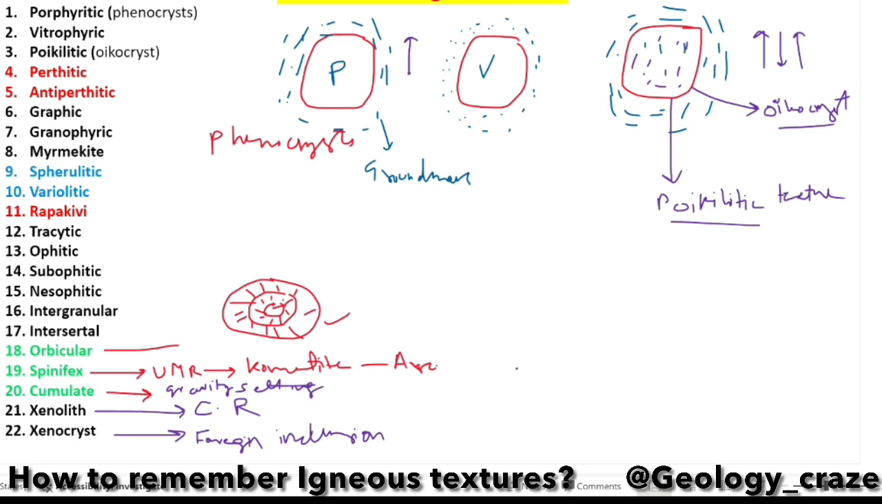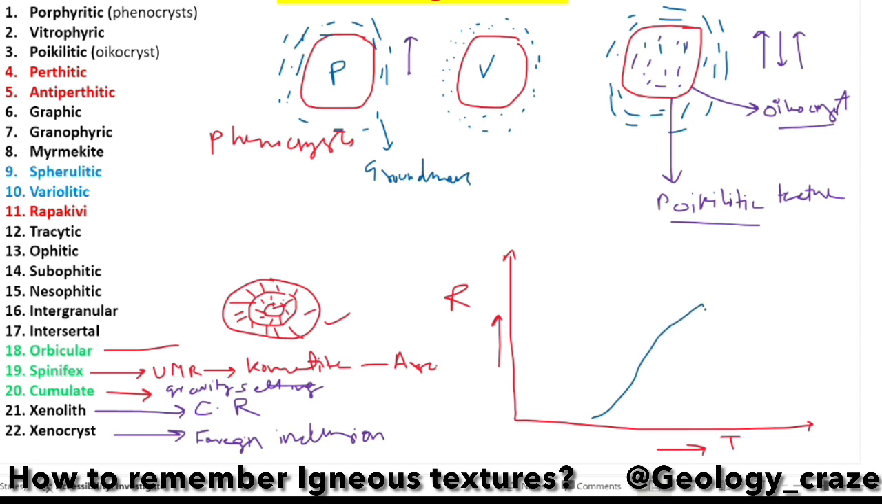There is one diagram I'm going to try to explain to you. On this side we have increasing temperature, and on this side we have rate of cooling. I'm changing the color so that it is easily understandable. This is one curve.